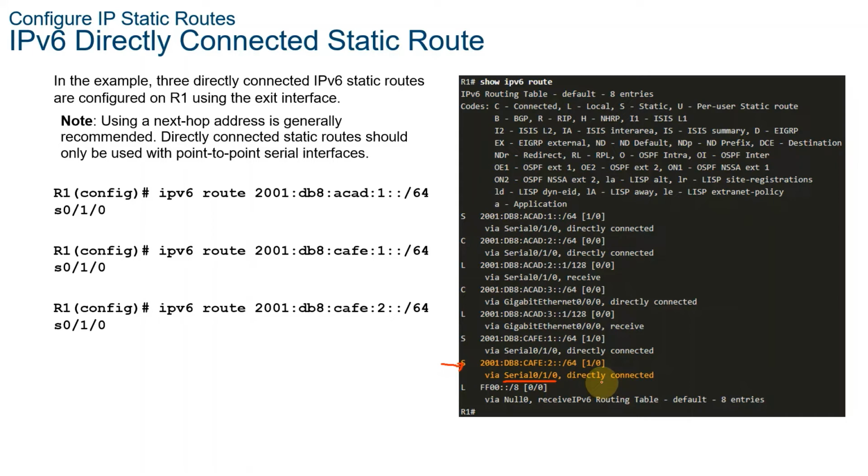Take note, same with IPv4, using the next hop IP address is generally recommended. Directly connected static routes should only be used when you use a point-to-point connection or serial interfaces between two routers. So it's the same thing. In the IPv6 route, this is your remote network 1, and this is our exit interface here. Then remote network 2 and its exit interface, and then remote network 3 and its exit interface.